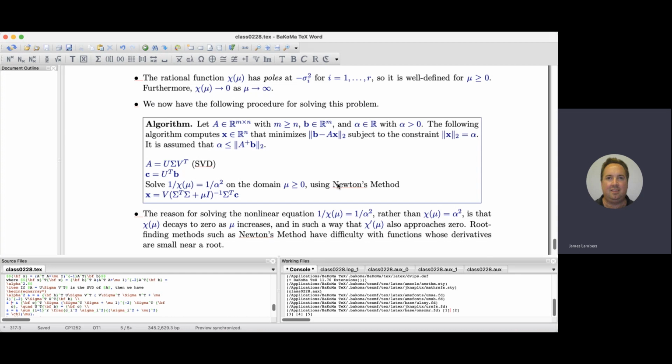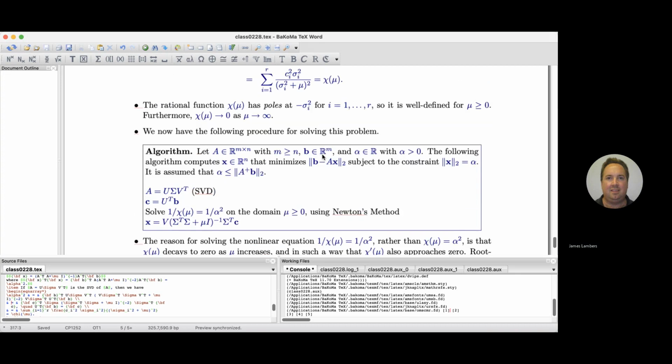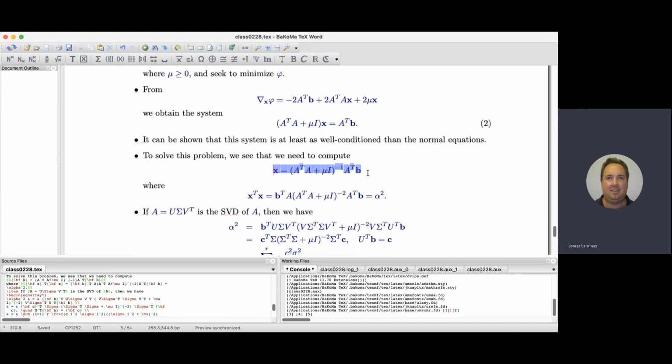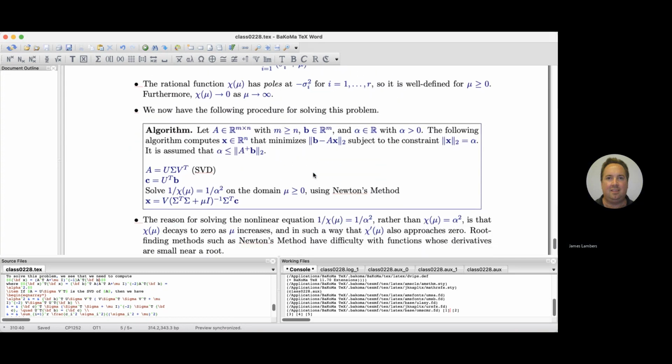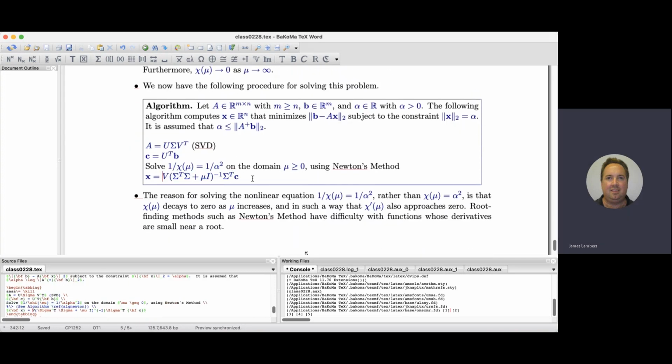That's a well-known method for solving a single nonlinear equation. You choose some initial guess somewhere in this domain and apply Newton's method. It repeatedly computes the mu intercept of a tangent line approximation to this function. Once we have mu, we can substitute it into this formula for x. This formula is simplified, taking into account that we already have the SVD of A, so we have the equivalent formula here.